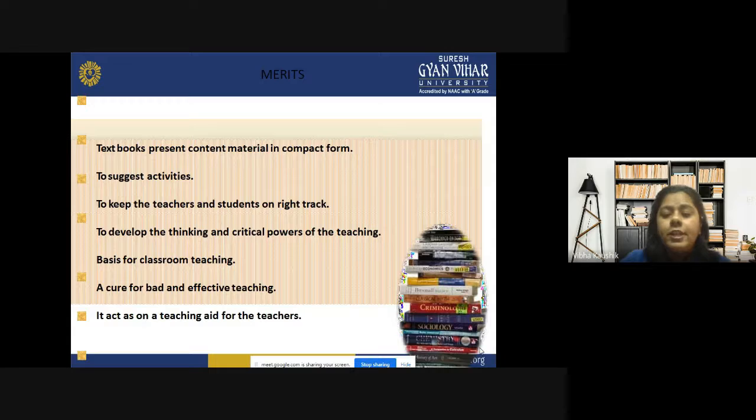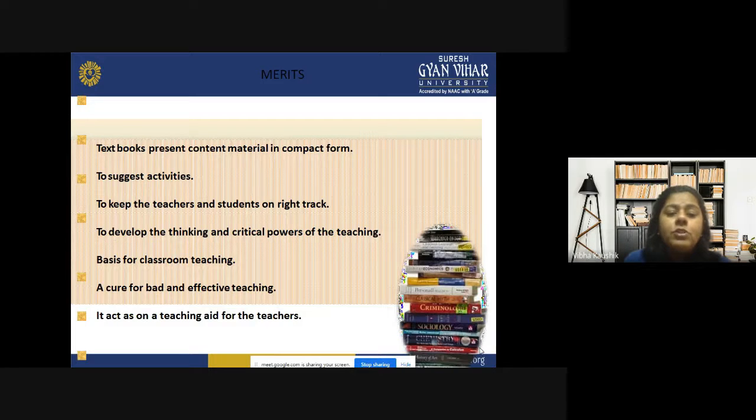Now, what are the different merits of a textbook? First, a textbook presents content material in compact form. The text material or printed material that is presented before the learner is presented in the textbook in a compact form. Second, it suggests activities, meaning that with the help of the textbook the teacher will have the idea that these activities can be given to the students for that particular topic.